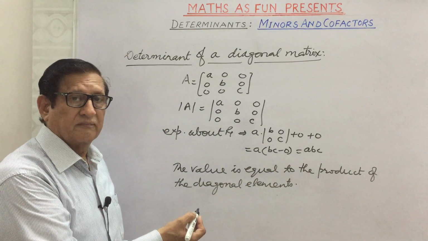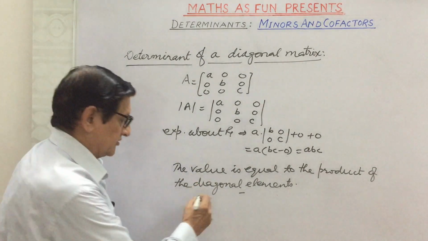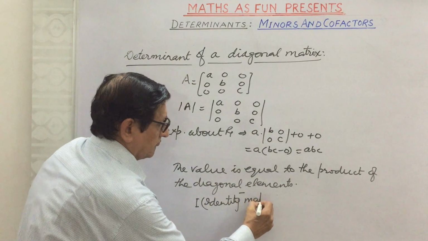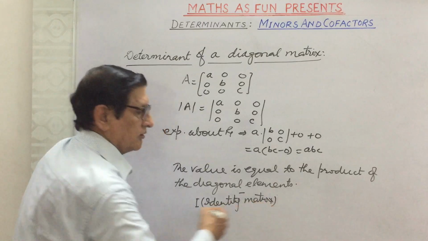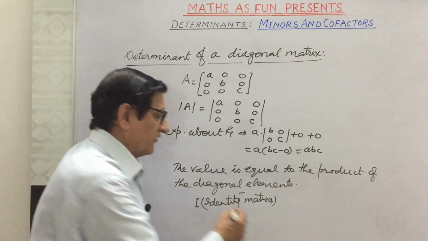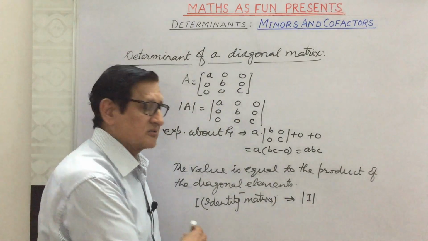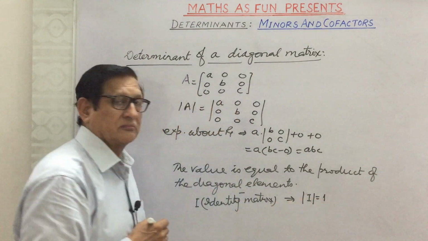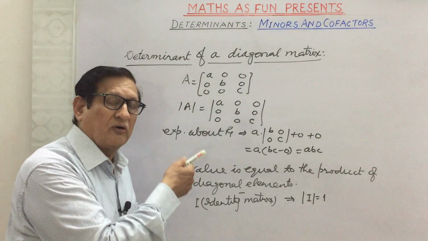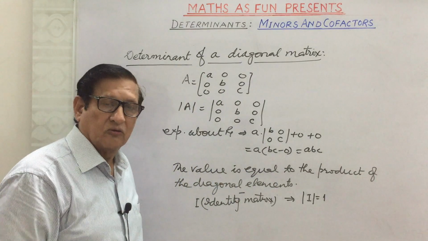And using this, if we have a matrix I, that is the identity matrix, in this we know that all the diagonal elements are 1 each. So can we say that the value of the determinant of the identity matrix will be equal to 1? So we can remember it directly: the value of the determinant of the identity matrix is always equal to 1.